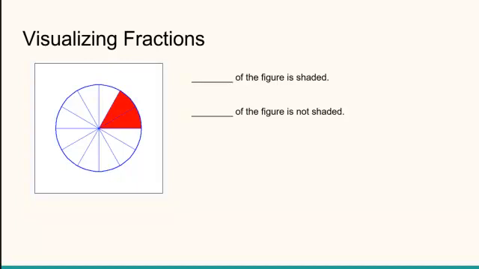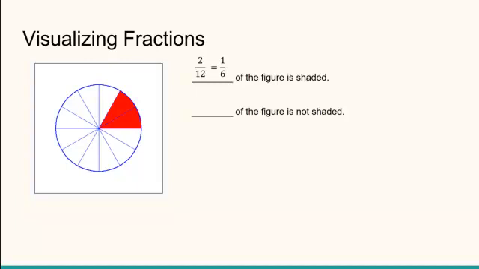So 2 out of the 12 are shaded. However, that's not reduced. We could reduce this fraction by saying that 2 goes into both 2 and 12, reducing it to 1 over 6. That would be the reduced fraction. Just reminding you of these things that we've done for a long time, but we tend to forget after we don't use them for a while.